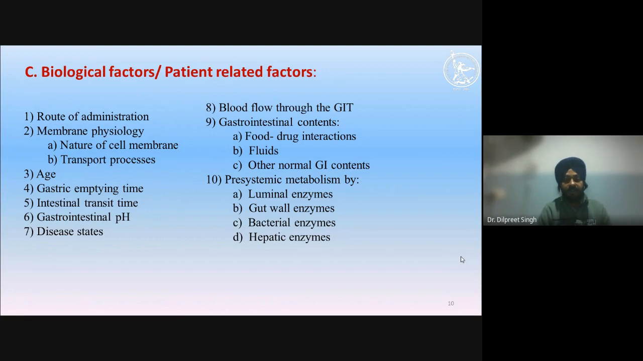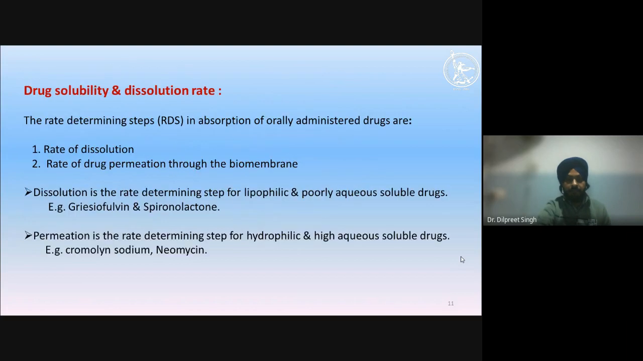Basically, for drug-food interaction, we want to know the effect of fluids on absorption, and what other normal GI contents primarily influence the absorption. Pre-systemic metabolism is also affected by the luminal enzyme, gut wall enzyme, bacterial enzyme, and the hepatic enzyme.